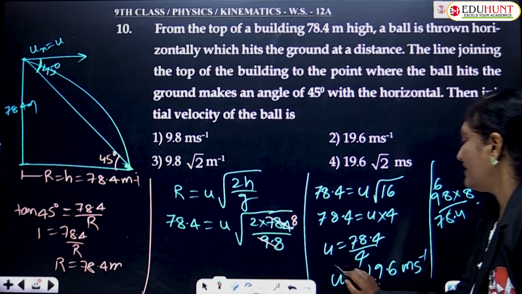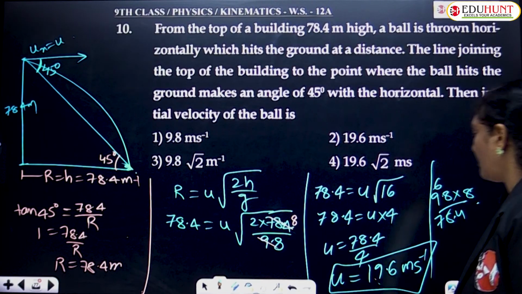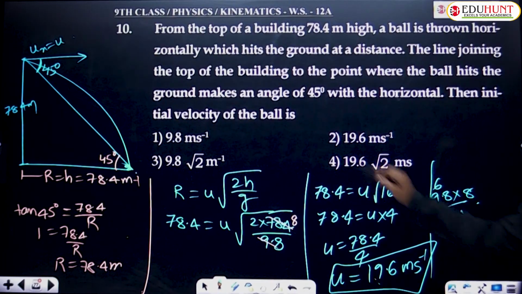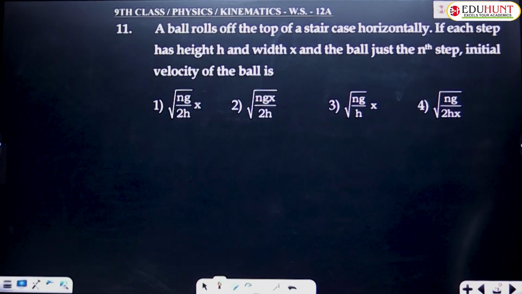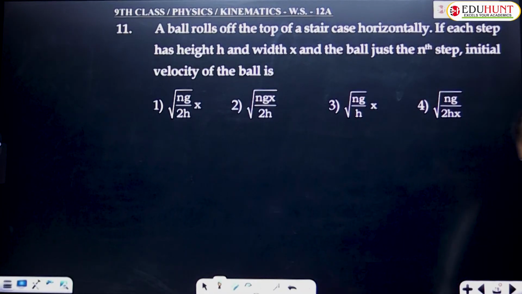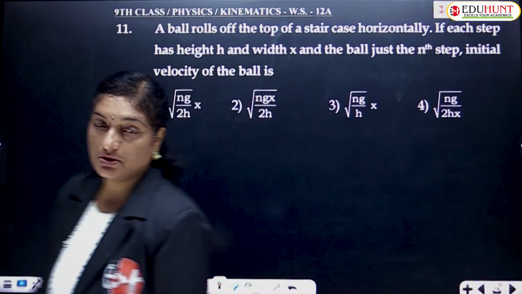Okay, hence the value of u is found to be 19.6 meter per second, and hence option number 2 must be the correct answer. Okay children, moving to the next question. Question number 11. A ball rolls off the top of a staircase horizontally. If each step has height h and width x and the ball just reaches the nth step, the initial velocity of the ball is. So let us try to figure out.